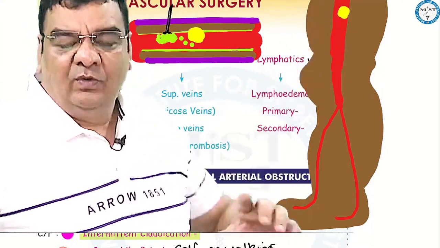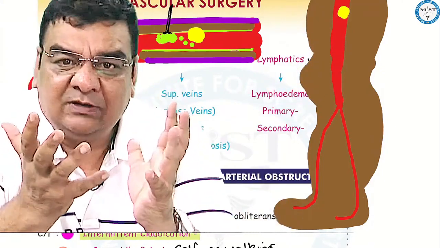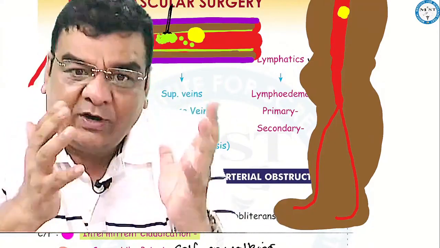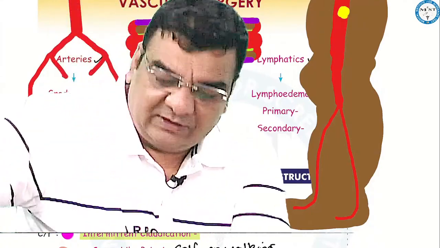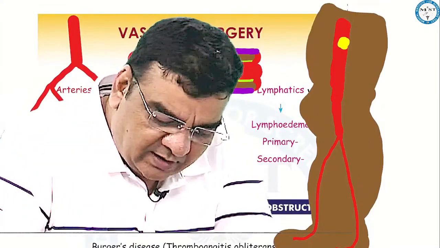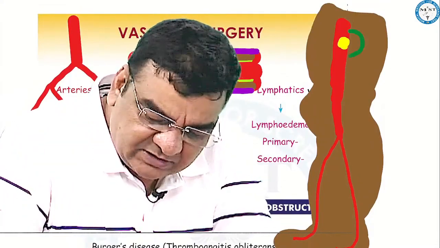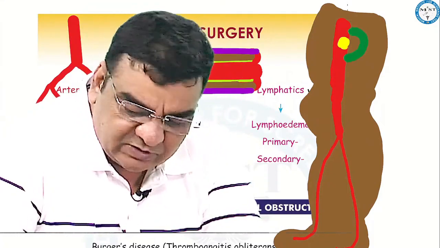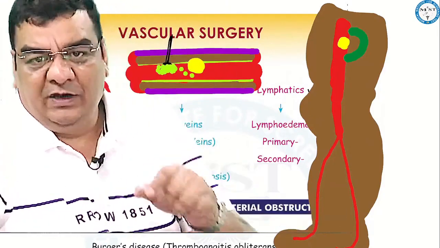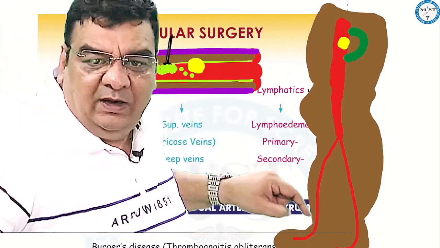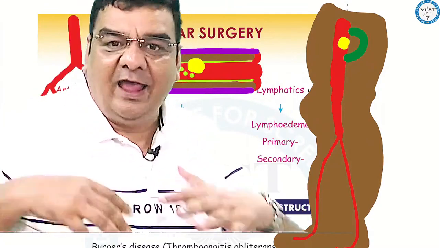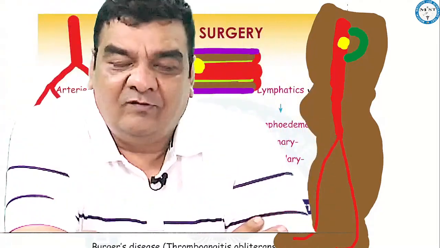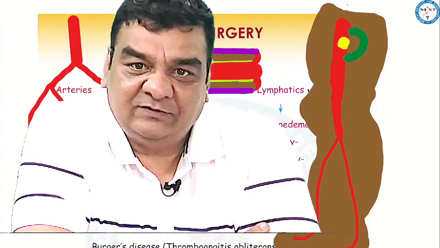You try to create the bypass channels, encourage the body itself to form the collaterals. That means if you are able to create the bypass channel around the obstruction, then the blood will be diverted and the supply to the distal part will increase. How we can encourage the patient to develop the collaterals on its own? We ask the patient to modify the lifestyle.